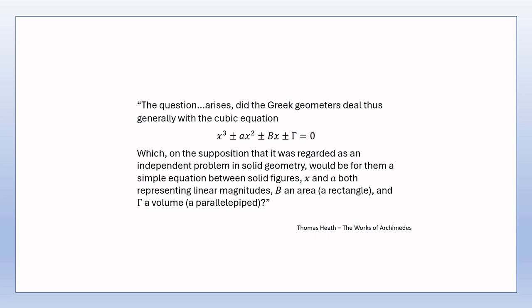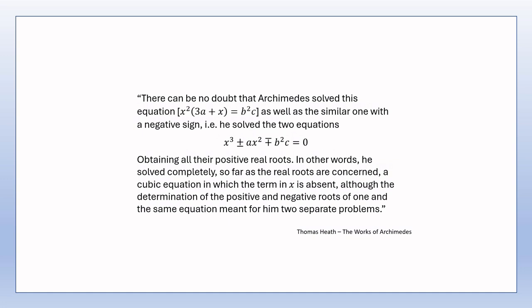Also in the introduction, we read, "There can be no doubt that Archimedes solved this equation, x cubed plus 3a plus x equals b squared c, as well as the similar one with a negative sign, i.e. he solved the two equations x cubed plus or minus ax squared minus or plus b squared c equals 0, obtaining all their positive real roots. In other words, he solved completely, so far as the real roots are concerned, a cubic equation in which the term in x is absent, although the determination of the positive and negative roots of one and the same equation meant for him two separate problems."